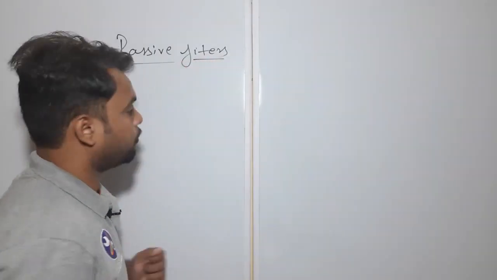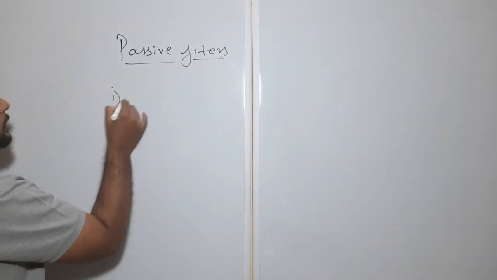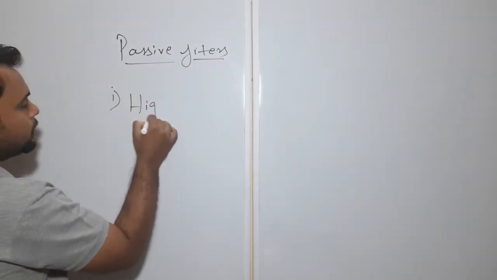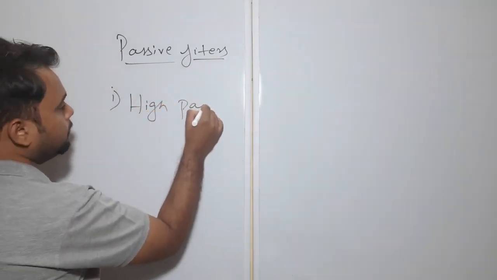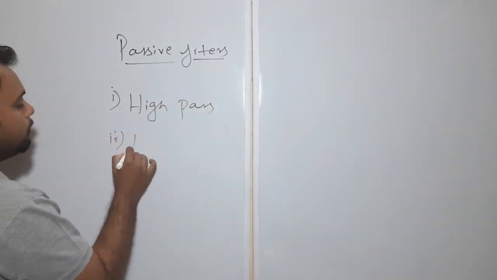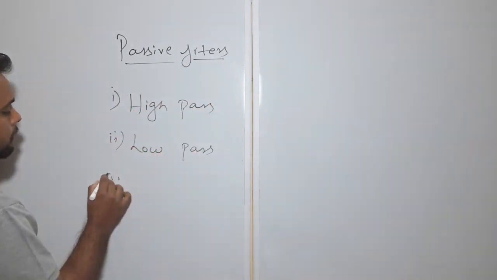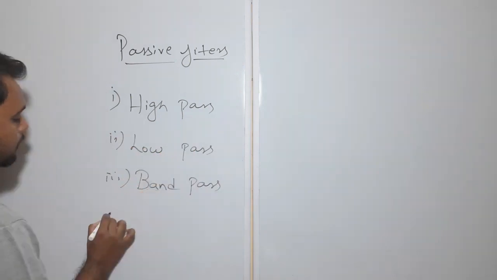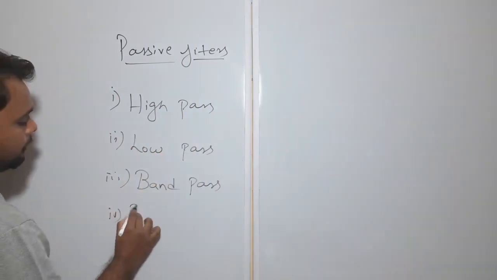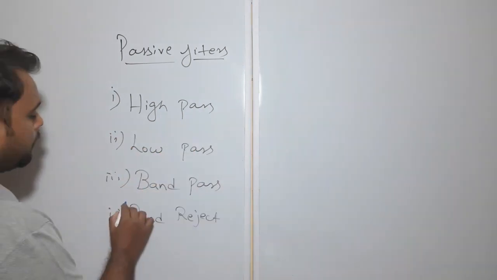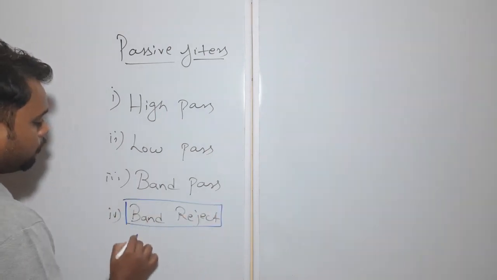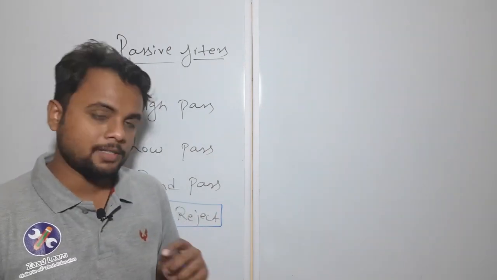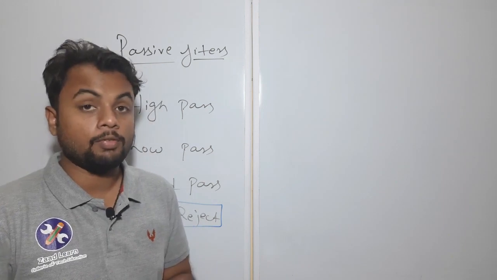Generally in electronics there are four types of filters that we will see. The first one, which we will see today, is the high pass filter. Second, in the next session we will see the low pass filter. Third will be band pass, and fourth will be band reject. This fourth one, the band reject filter, is also known as the notch filter. So these are the four types of passive filter that we will study.